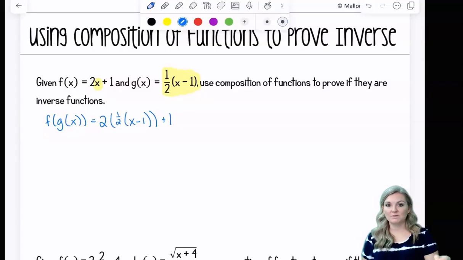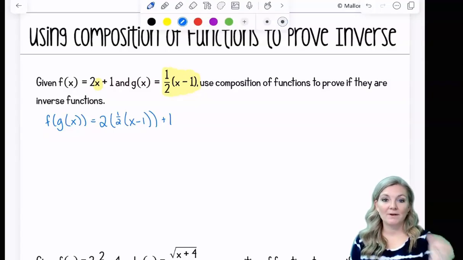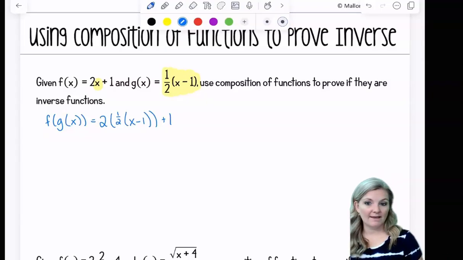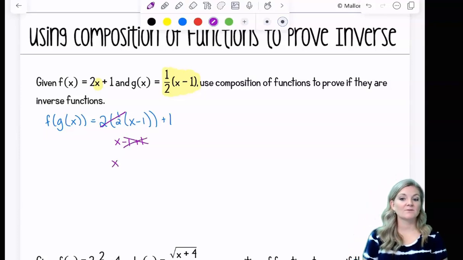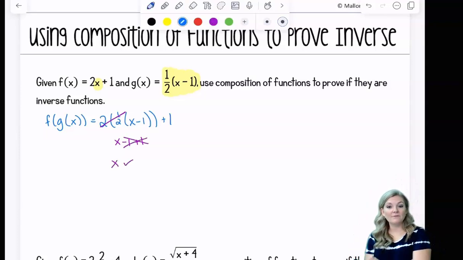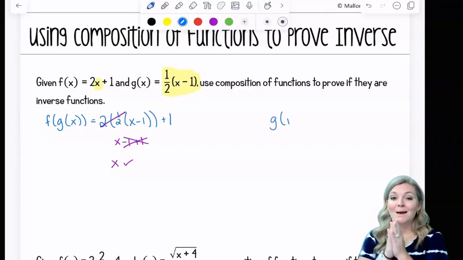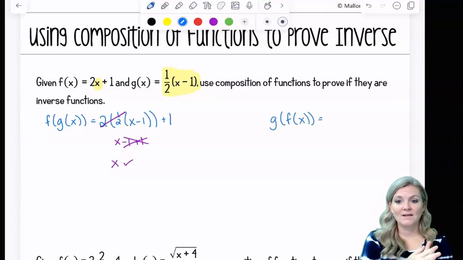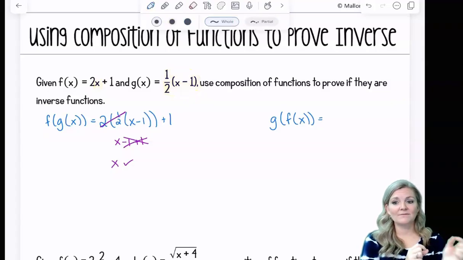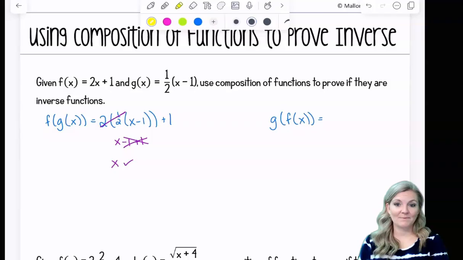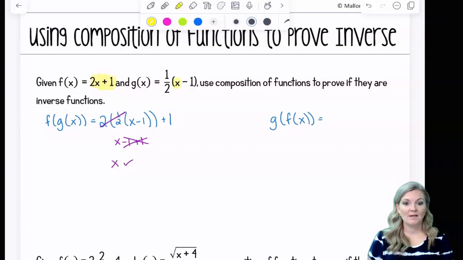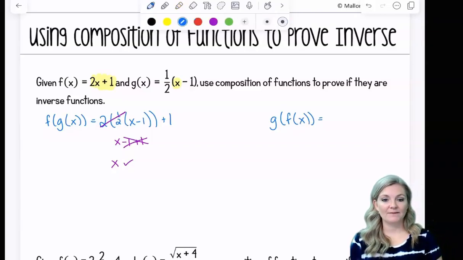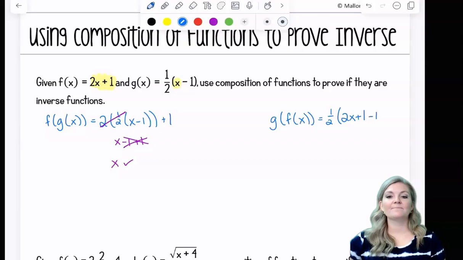So the 1/2 times the 2 cancel each other out. When I distribute the 2 to the 1/2, that cancels. So I have x minus 1 plus 1. Then the minus 1 plus 1 cancel each other out, and so I'm just left with x. So on f of g of x, it is proving that it's an inverse, but I still need to do g of f of x. So now, instead of g being my input, f is my input, and f is going to get plugged into g. So I'm starting with a 1/2 in a parenthesis, going back and putting 2x plus 1, and then minus 1 still in that parenthesis.